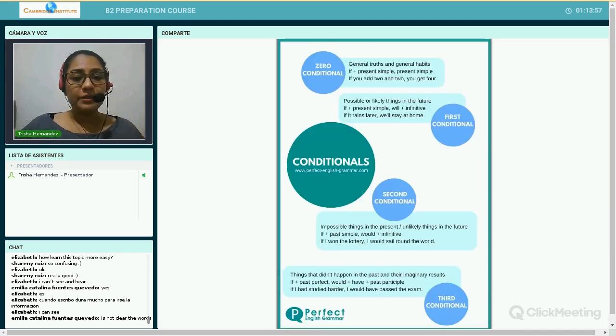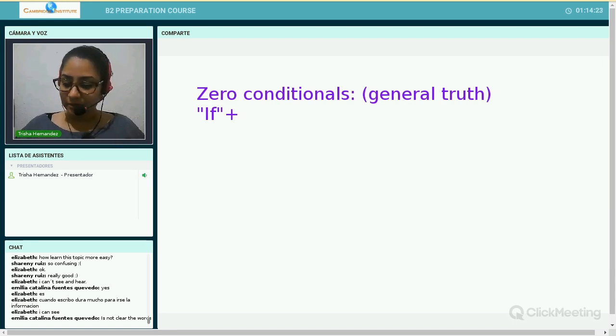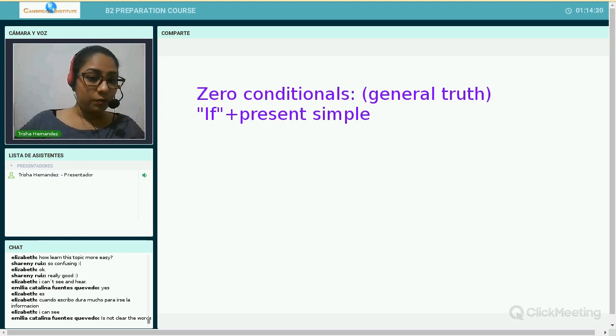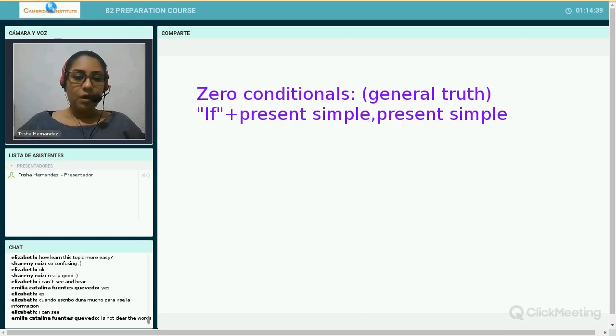How are you going to express a general truth? Oh, sorry, it's the other way around. How am I going to express a general truth? Easy. What I have to do first is use my if clause. That's the first thing I am going to use. Then I'm going to write a sentence in present simple. Then I'm going to use a comma. And then I'm going to use another sentence in present simple. When I say general truth, what do you understand by general truth?